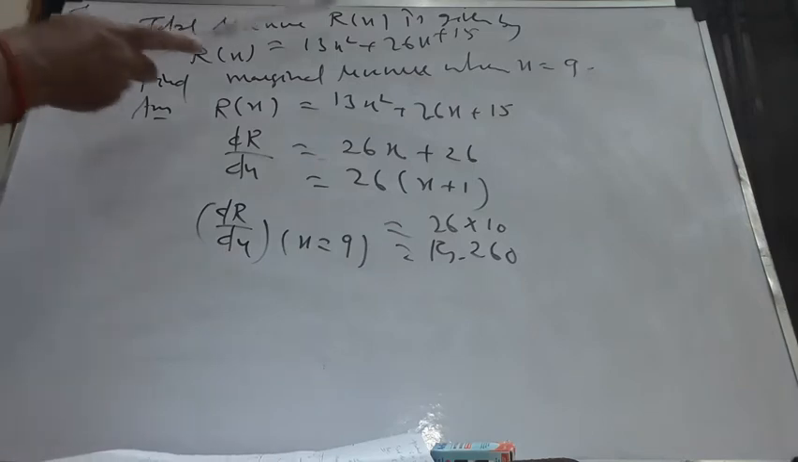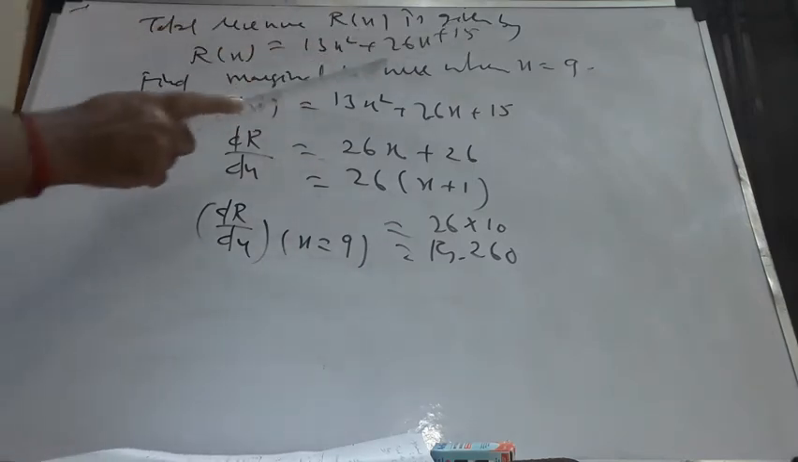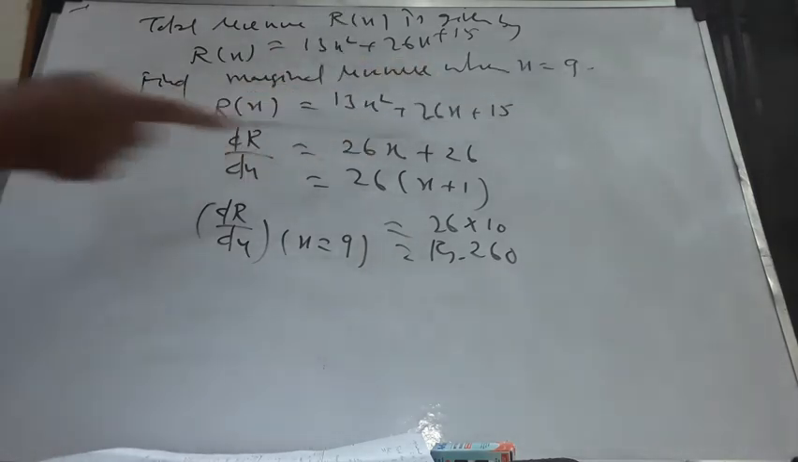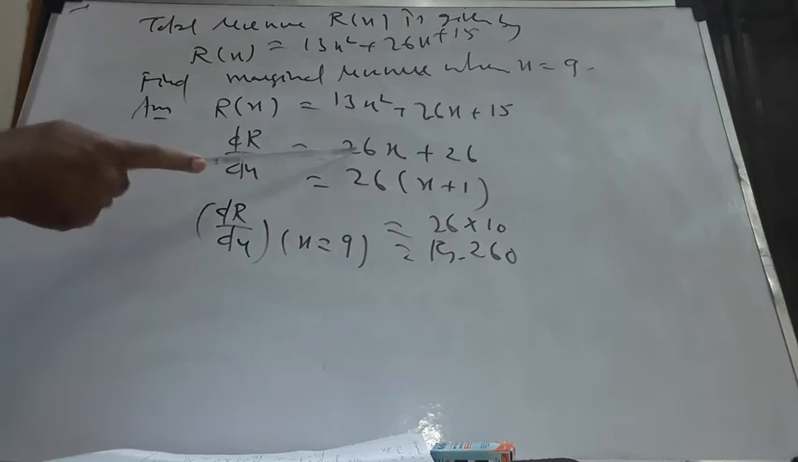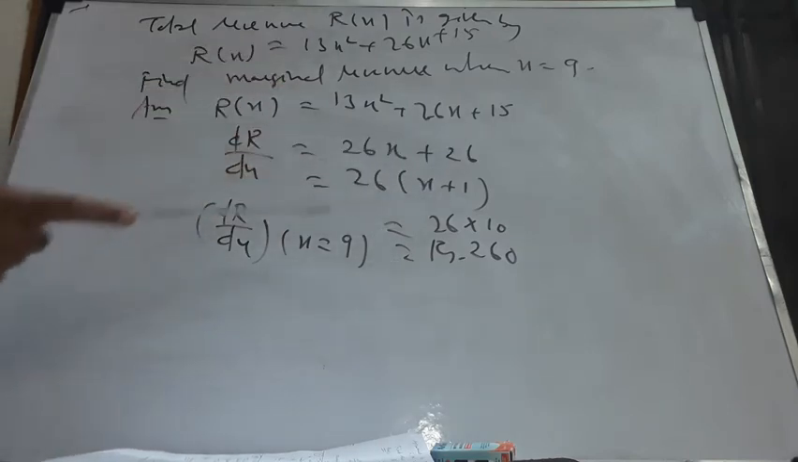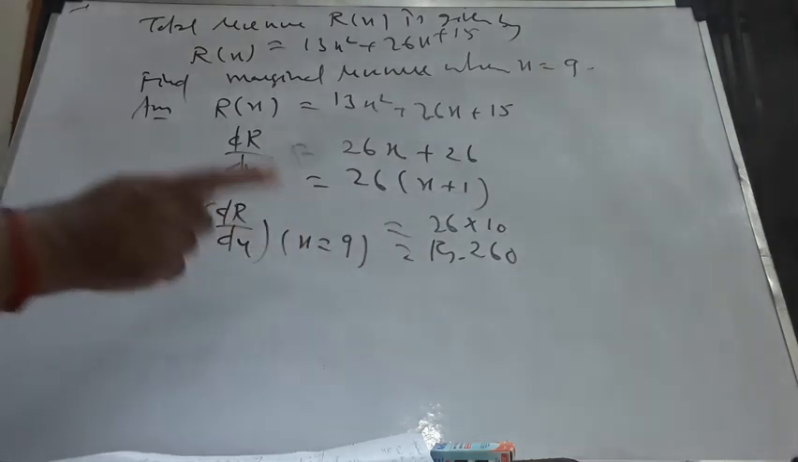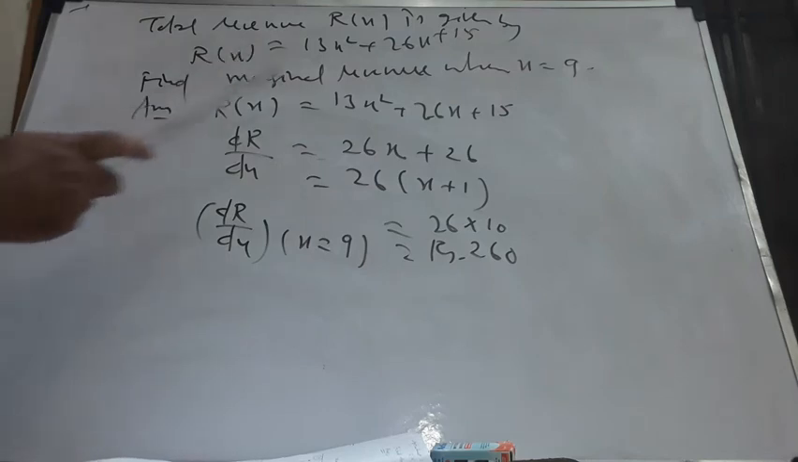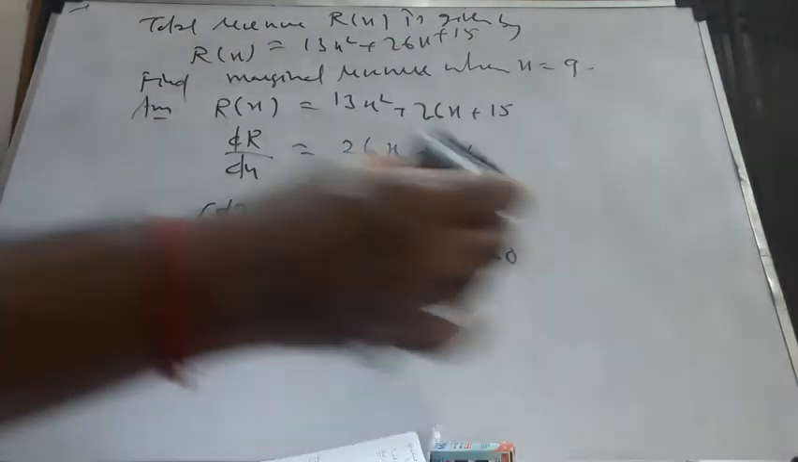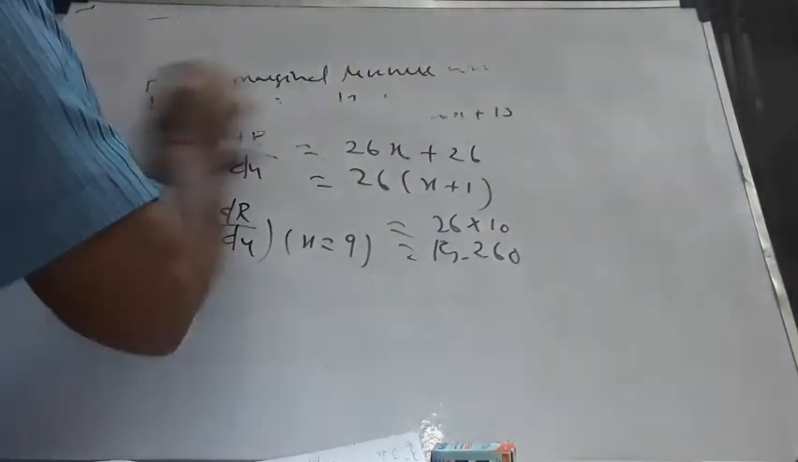Total revenue R of x is given by 13x square plus 26x plus 15. Find the marginal revenue when x equal to 9. dR/dx is 26x plus 26, therefore 26 into x plus 1. Therefore dR/dx when x equal to 9 is 26 into 10. It is rupees 260. Therefore, the marginal revenue when 9 units are sold is rupees 260.